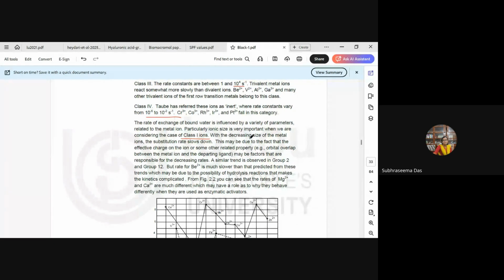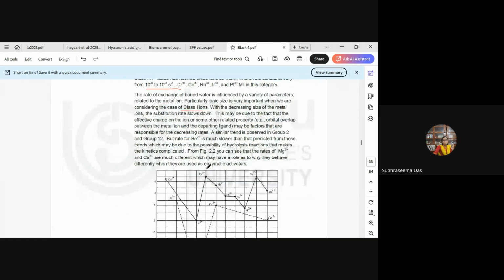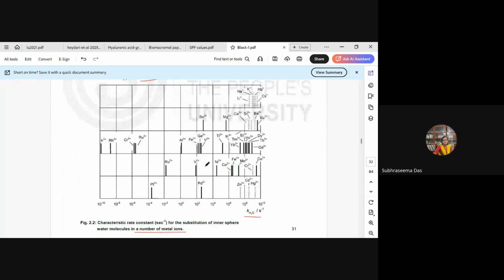So this may be due to the effective charge on the ion or some other property that may be responsible for the decreasing rates. Similarly, it has been found for group 2 and 12. From figure 2.2, we see that the rates of Mg2+ and Ca2+ are much different, which explains their behavior in enzymatic reactions.